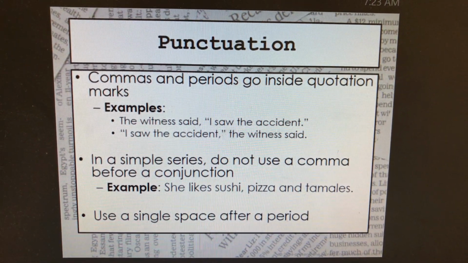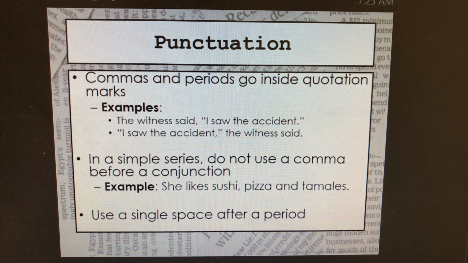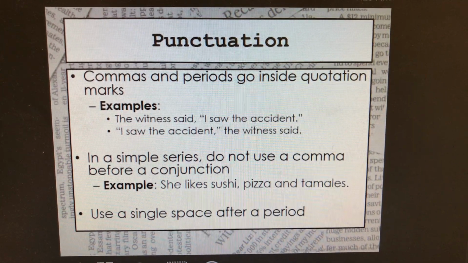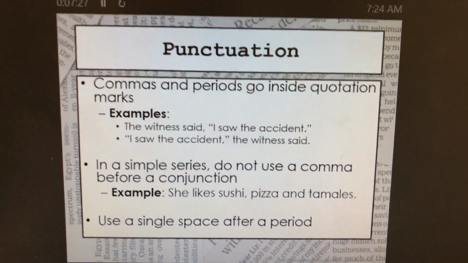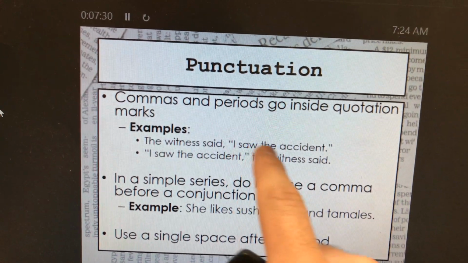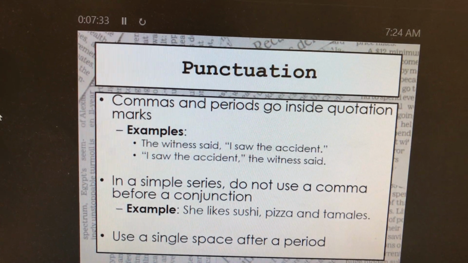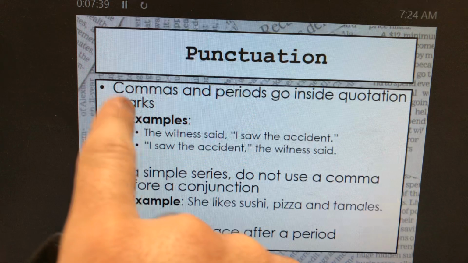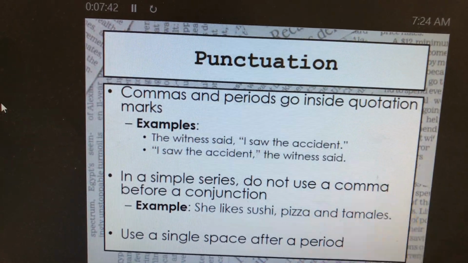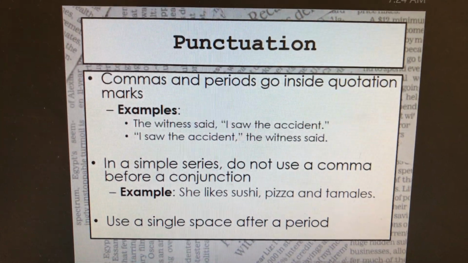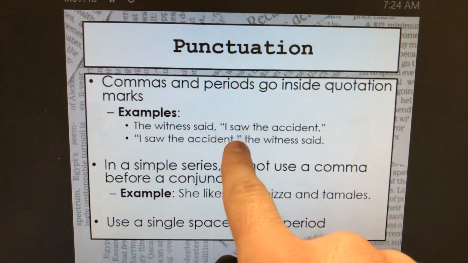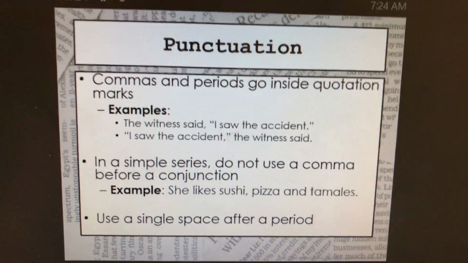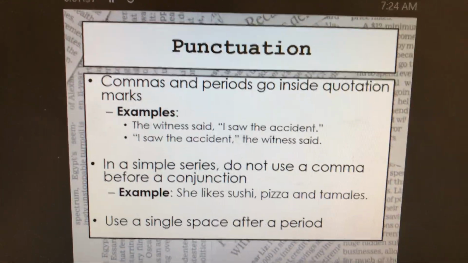The only time that a comma does not go inside a quotation mark is up here in the first example, when you introduce what we call tags, kind of like the game that you played when you were a kid, a tag. The witness said, comma, quotation mark, "I saw the accident." However, if you start your sentence with a quote, "I saw the accident," then you must have that comma inside the quotation marks.